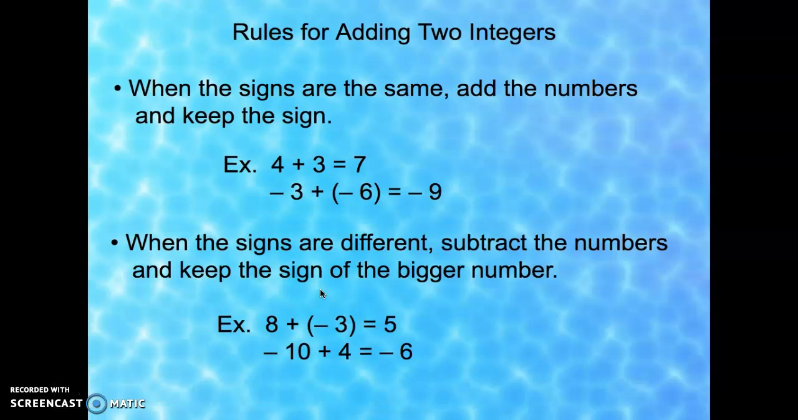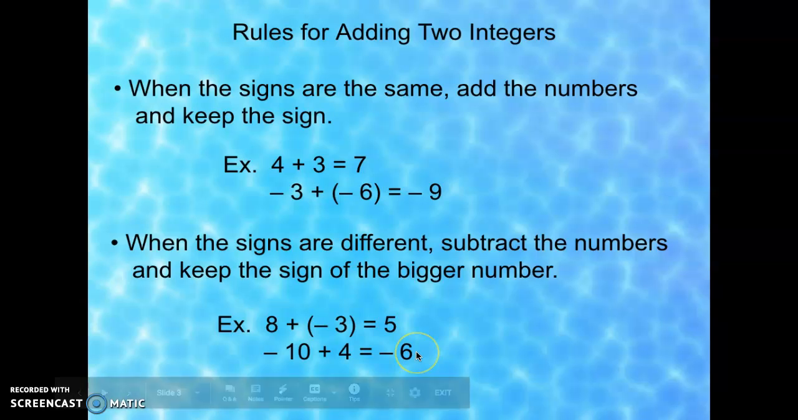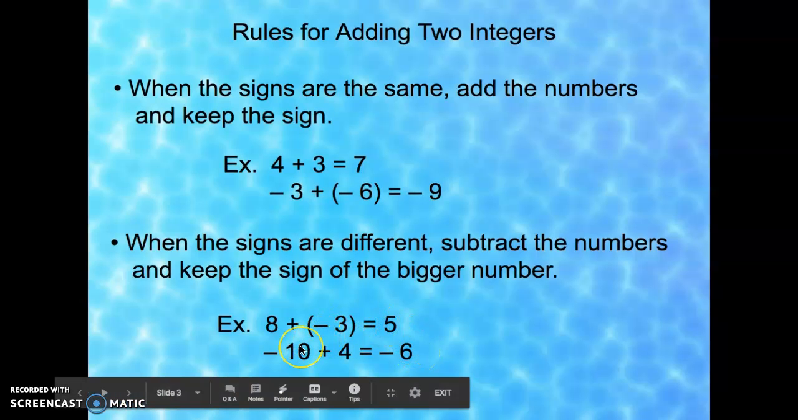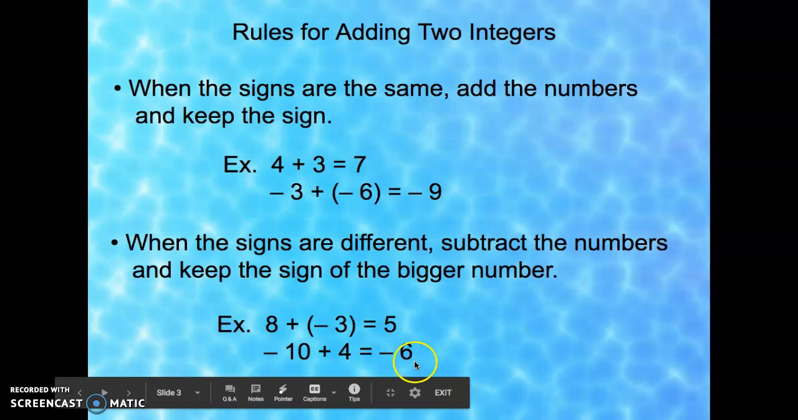One number is negative, that 10. One number is positive, that 4. So instead of adding, even though we have a plus sign here, we are going to subtract 10 minus 4 to get 6. And because 10 is the bigger number and 10 is negative, our answer is going to stay negative. These rules seem really confusing because even though there's a plus sign in the problem, sometimes you're going to add and sometimes you're going to subtract.